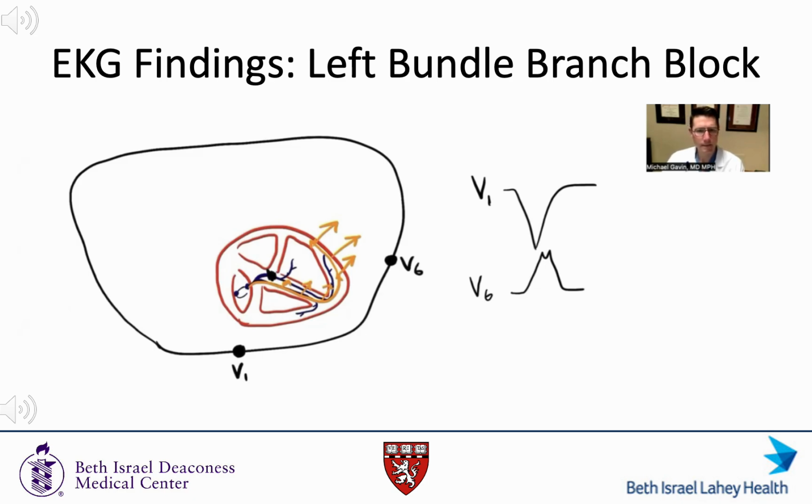Right. And do you happen to know, this is actually just a point of curiosity for me as well, why you sometimes see that little notch in V6 there? It probably, there's some break in the way the electricity travels. So probably these early forces still are what we're seeing in this early portion here, and this is just exaggerated, I think. And that's still happening down the right bundle. So you're activating the septum via the right bundle, which happens fast.